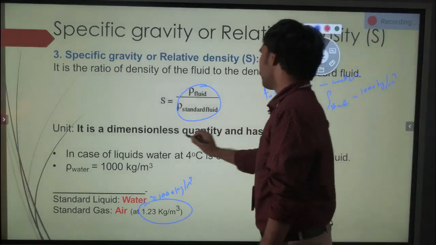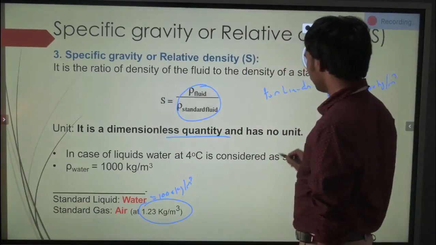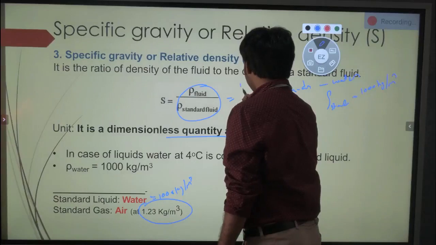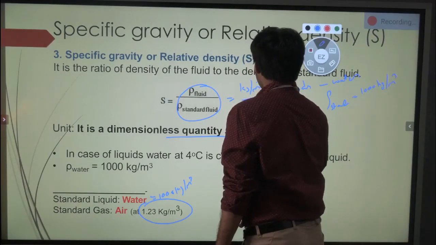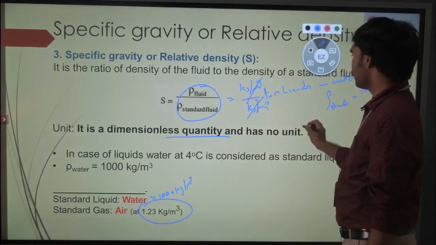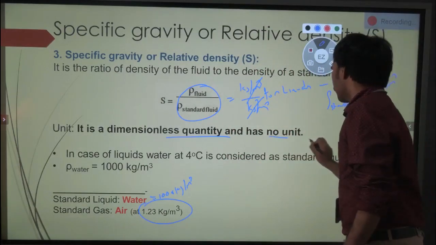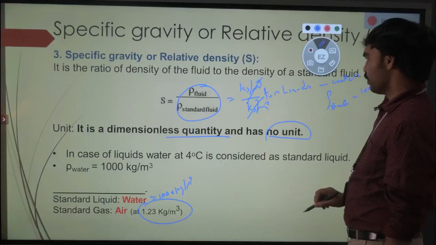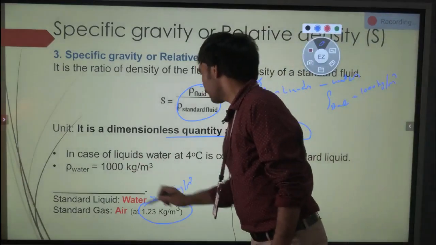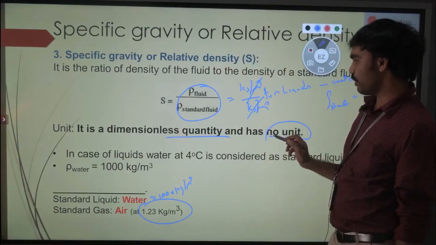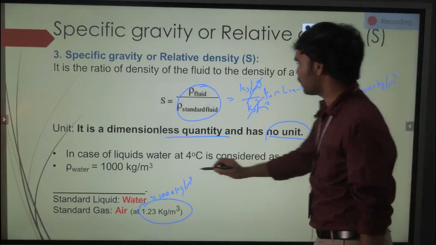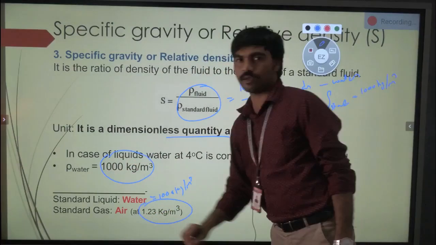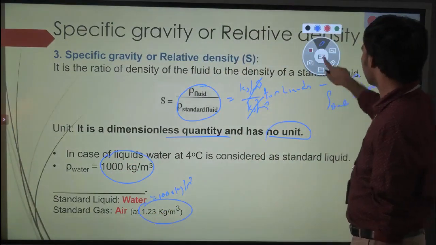So it is a dimensionless quantity. Why? Because density is kg per meter cube by kg per meter cube, so they will cancel each other. So there is no dimension, that's why there are no units. In case of liquid, we will consider the density of the standard fluid as 1000 kg per meter cube. For gases, we will take 1.23 kg per meter cube. These things you have to remember to solve some numerical problems.